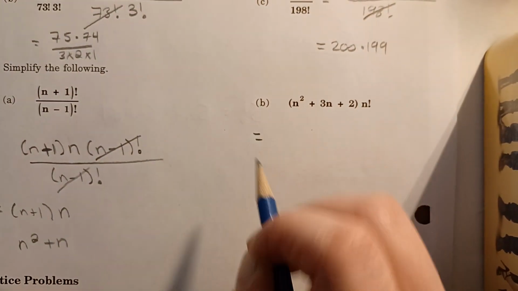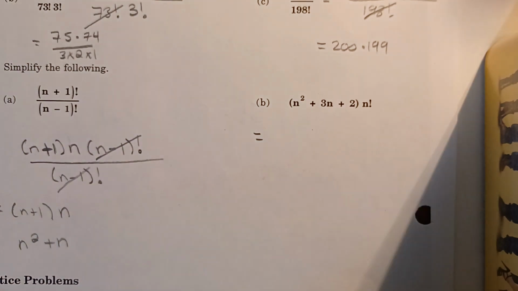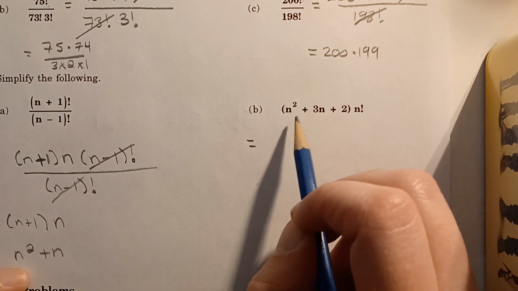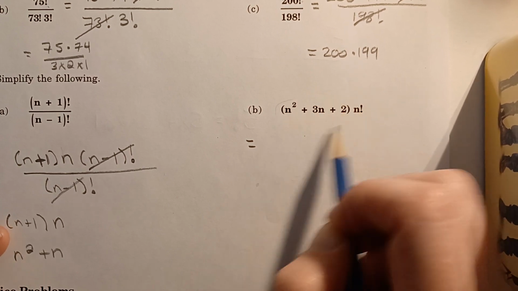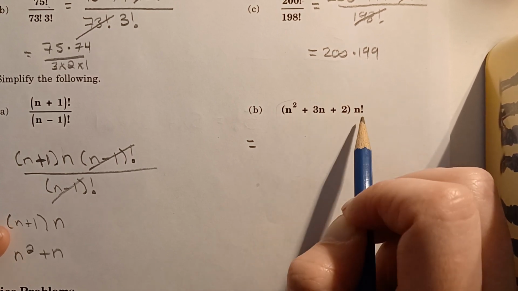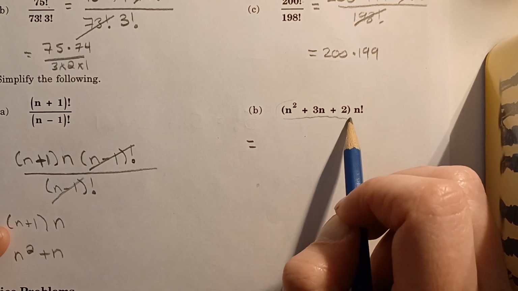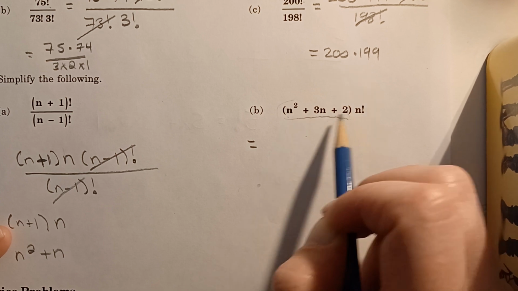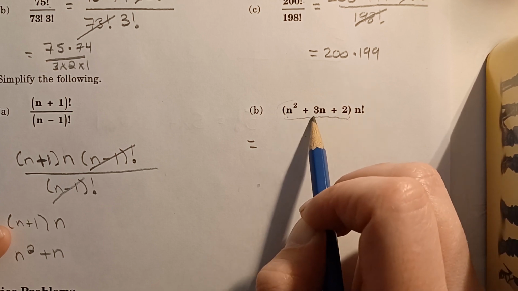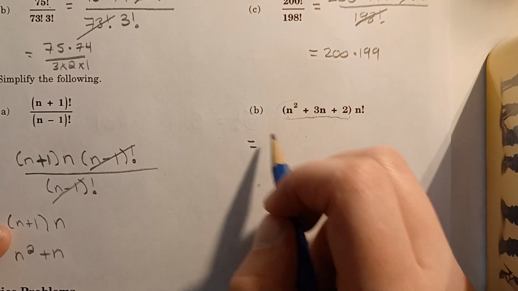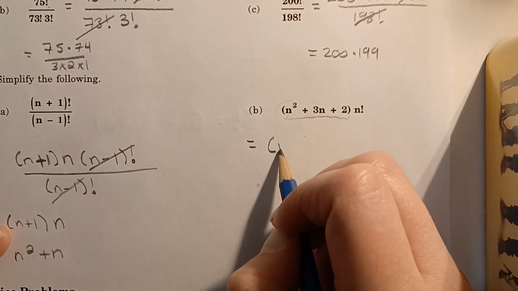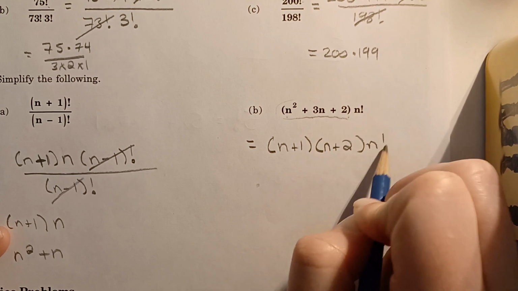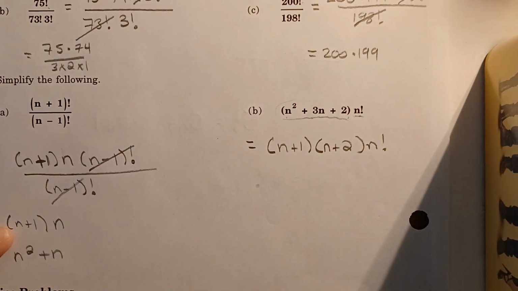Here's another one. n squared plus 3n plus 2 times n factorial. It can be a little tricky to see what to do here. You'll notice this is a trinomial. So let's start changing the way this expression looks by factoring this trinomial. We need two numbers that multiply to 2 and add to 3. That would be 2 and 1. So this factors to n plus 1 times n plus 2. And then we still have that multiplied by n factorial.